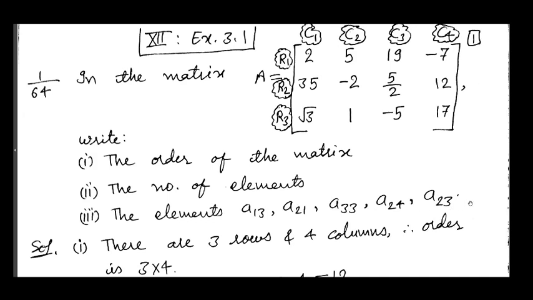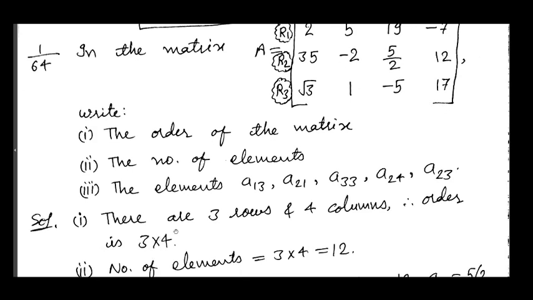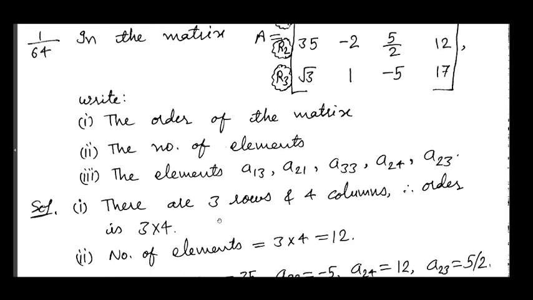and all this. To know order or the elements, first of all we need to know how many rows and how many columns are there. We observe that this is our row number 1, I have written it R1, this is second row R2, this is third row R3, means there are 3 rows. Likewise there are 1, 2, 3 and 4 columns. Since there are 3 rows and 4 columns, order is going to be 3 cross 4.